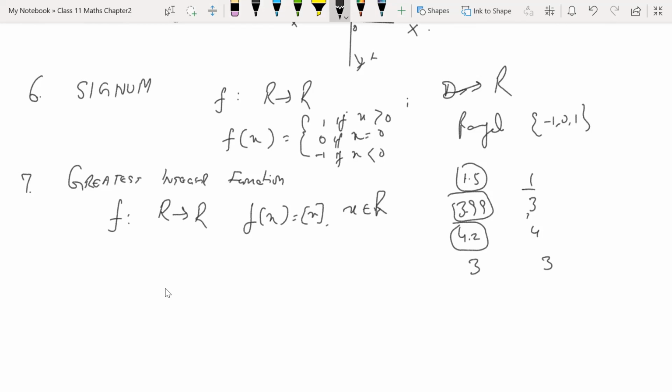So in this section, the algebra of real functions, we shall learn how to add real functions, subtract a real function from another function, multiply a real function by a scalar. Scalar means any real number. Multiply two real functions, divide one real function by another.